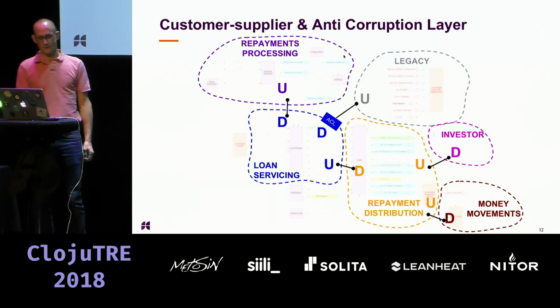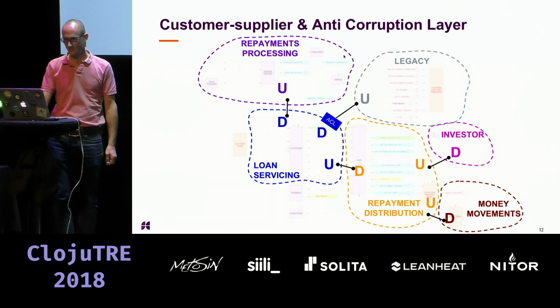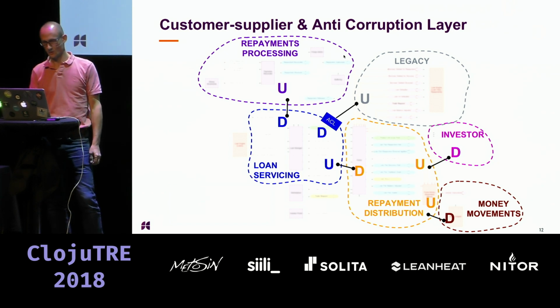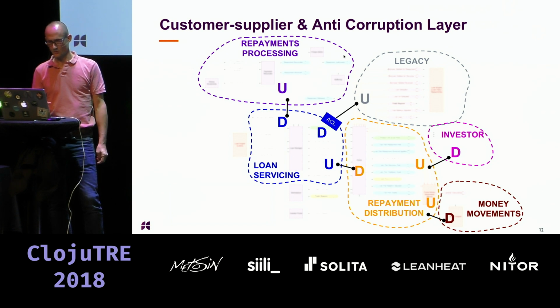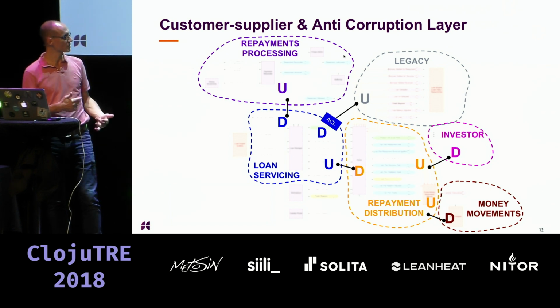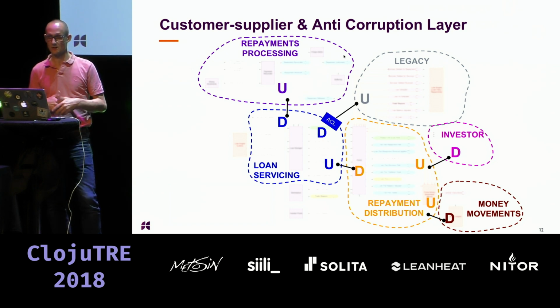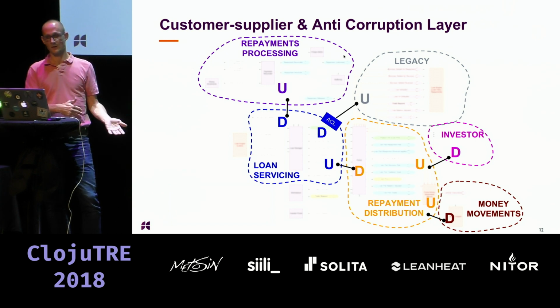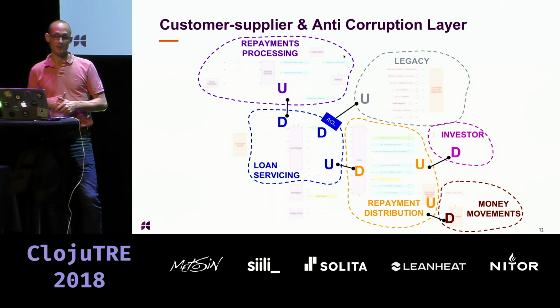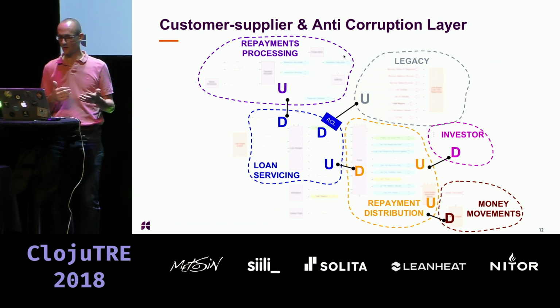The first mechanisms are customer-supplier and anti-corruption layer, and I'm going to talk about those two. Customer-supplier is the most prevalent relationship between the contexts in our system. There is an upstream supplier and a downstream customer. Very simple. And this is super easy to do with Kafka and Kafka Streams. It's just data flowing through, ready? There is no RPC call.